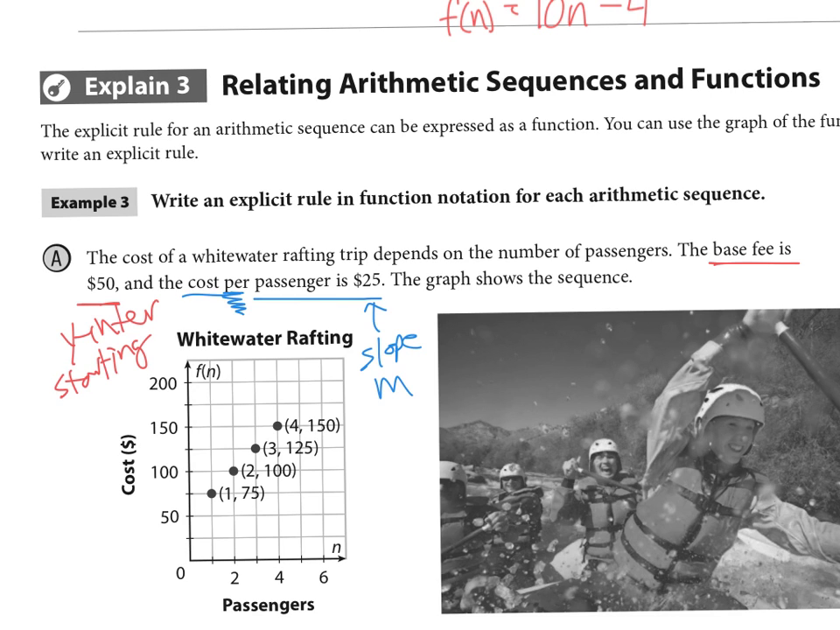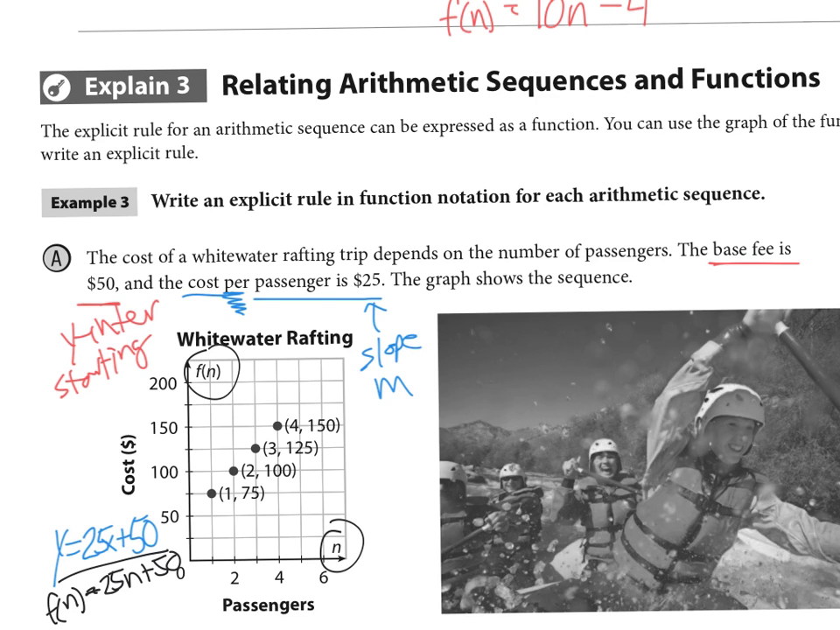So, should I be able to write an explicit rule here? Yes. Sure. The explicit rule should be y equals 25x plus 50. That's the explicit rule. You can write f of n equals... So that's a good point, Giselle. This is the equation, but because the graph is using n and f of n, technically you want to write it using that function notation here.